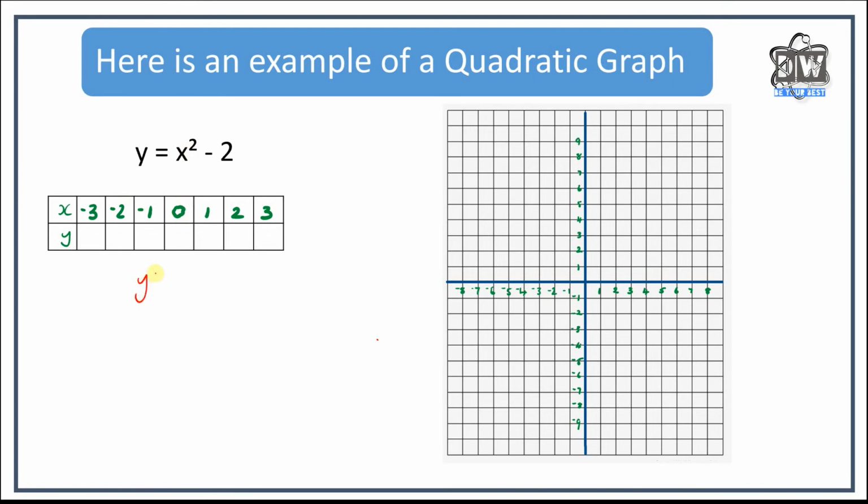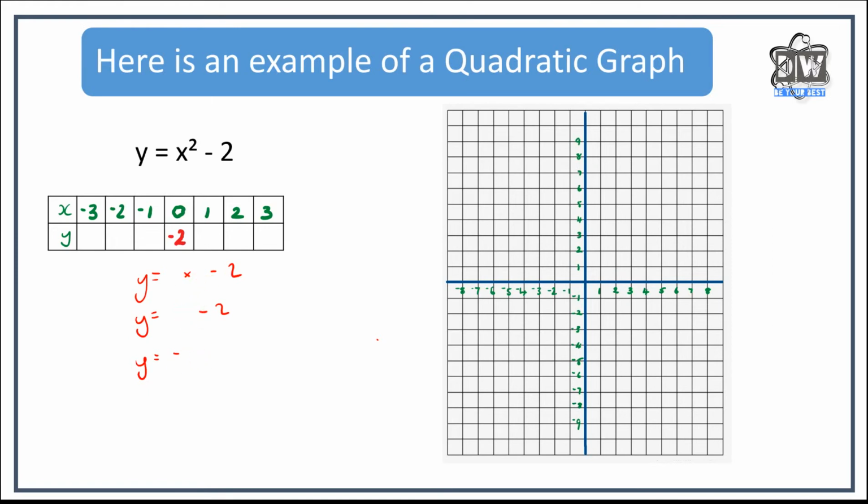We're going to say that y equals 0 squared, or 0 times 0, minus 2. So what's 0 times 0? Well, that's 0, take away 2, and that equals minus 2. So we put that in there. The next one will be, what's 1 squared?